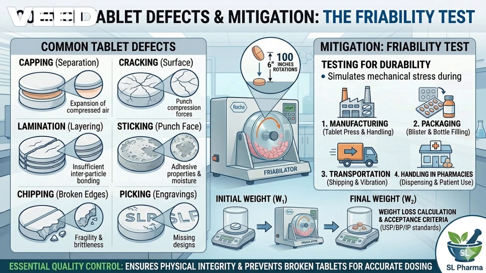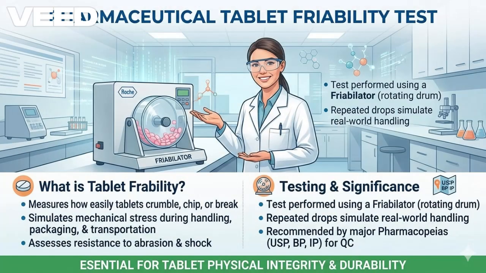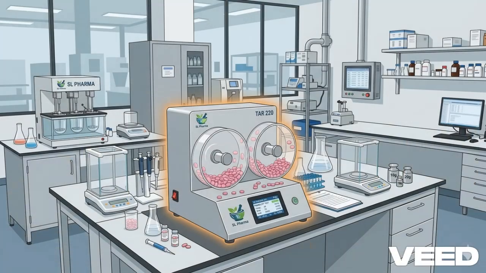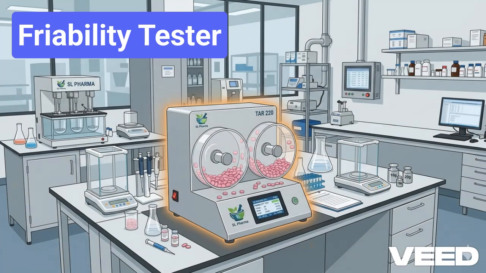So first, let's understand what tablet friability is. Tablet friability is the tendency of a tablet to crumble, chip, or break when subjected to mechanical stress. In simple words, it measures the mechanical strength of tablets against abrasion and shock. This test is usually performed using a machine called a friability tester, which simulates the stress tablets experience during handling.